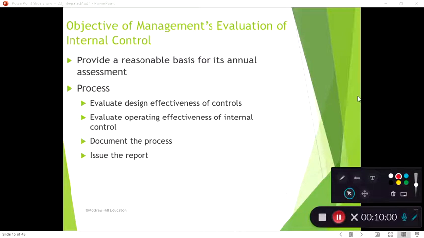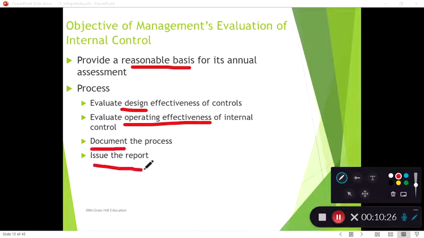So what's the objective of their evaluation of internal control as a manager? Well, they're trying to collect evidence for their assessment. So they're going to do a similar process. They're evaluating the design of controls, and they're evaluating the operating effectiveness of internal controls. Management is responsible for documenting the process, and then obviously they're going to issue their assessment with the financial statements.